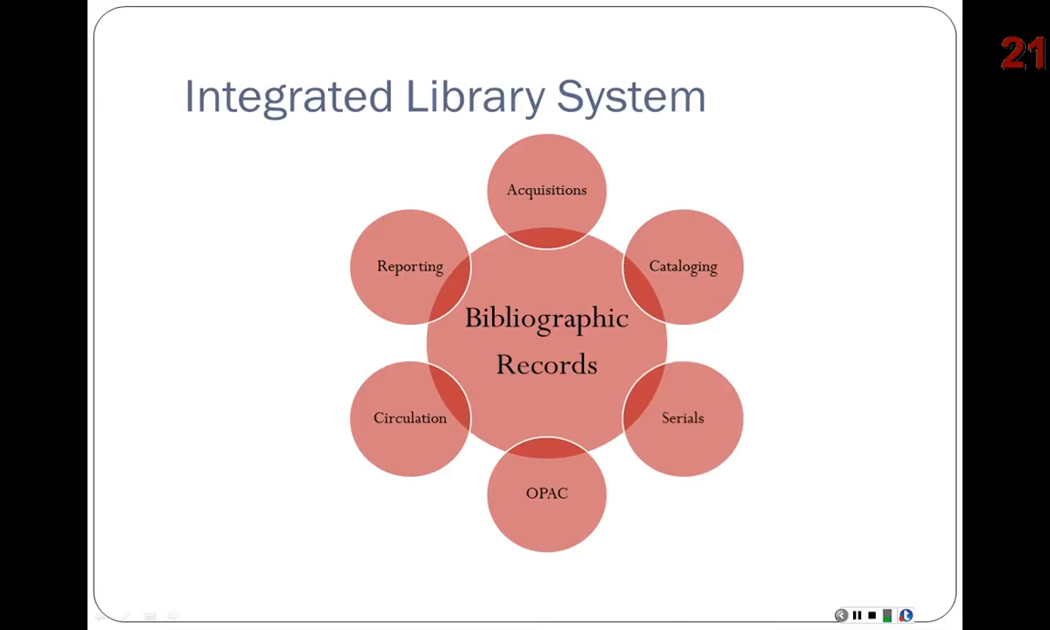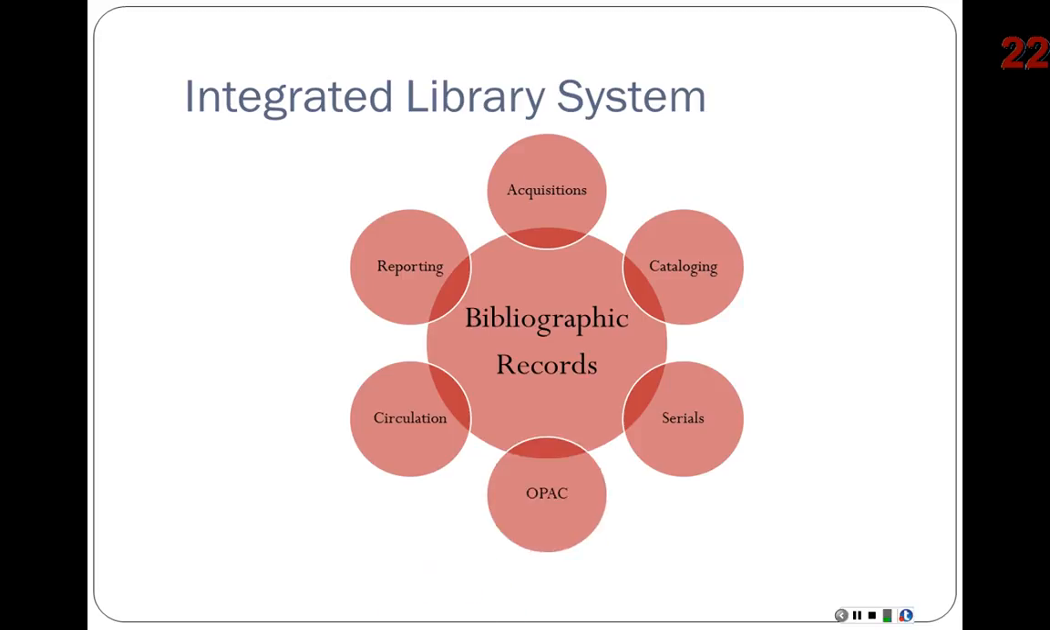Sometimes a serial module will be separate, and sometimes it's integrated into the acquisitions module because you do very similar functions with serials that you would do in acquisitions, such as tracking issues received and missing issues that you need to claim. The system anticipates when the next issue should come in and notifies you if an issue has not been received after a specified period of time.